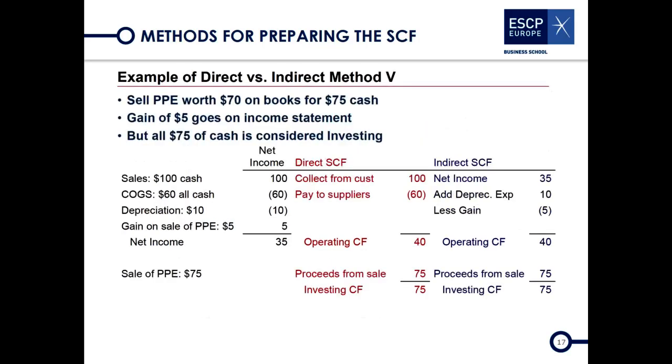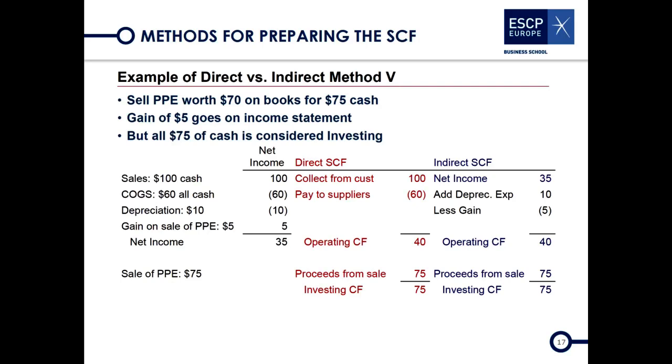So I've got one more adjustment here, and it relates to the following. The company has sold some of its property, plant, and equipment. Let's say they have sold equipment for 75. But at the date of the sale, on the balance sheet, the equipment was worth 70. So they have sold it for 5 more than what they've shown in the books.